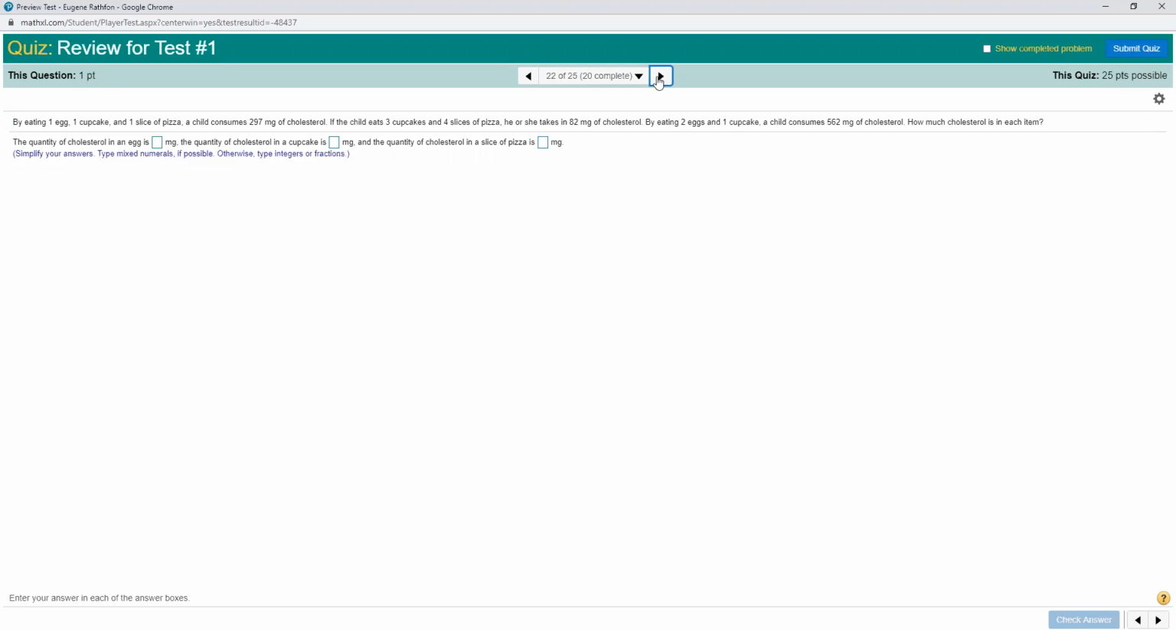3 cupcakes, 4 pizza. That child ate 82 milligrams of cholesterol. And then finally, 2 eggs, 1 cupcake. A child has 562 milligrams of cholesterol. All right, so let me go to my main writing pad.